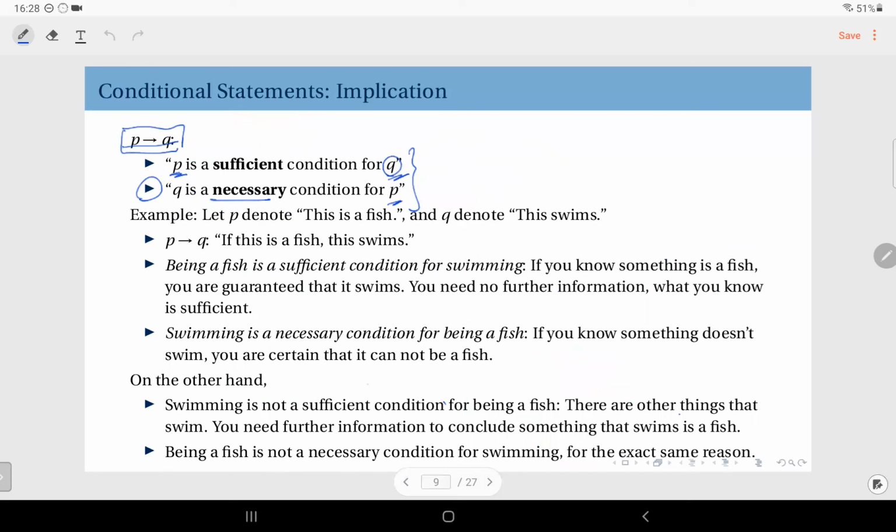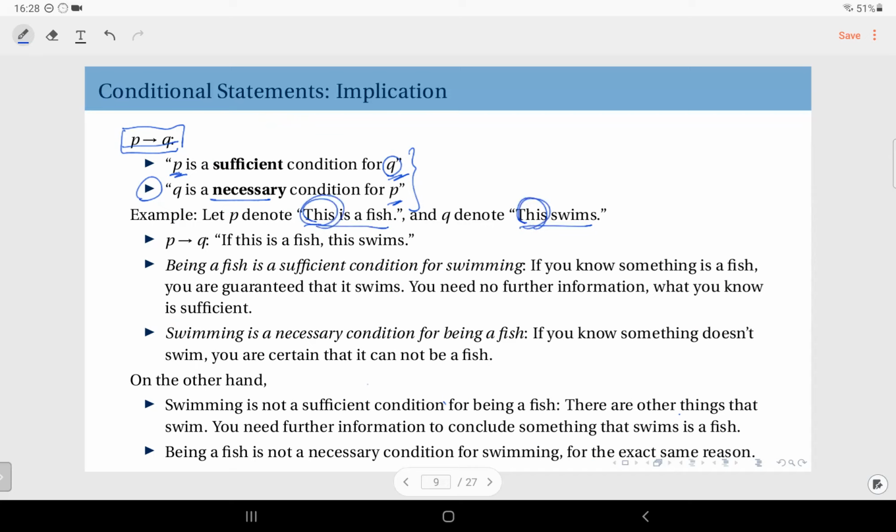Okay, so these are all a little bit confusing, but let's see this on an example. I think it will be much clearer. So let the proposition P denote this is a fish. So whatever this is. And Q is going to denote this swims. Okay, so this and this are the same thing. You can put anything you like here, okay? Any object, any item, anything can be put here, but you have to recognize this thing and this thing are the same. We're talking about just one single thing, okay?